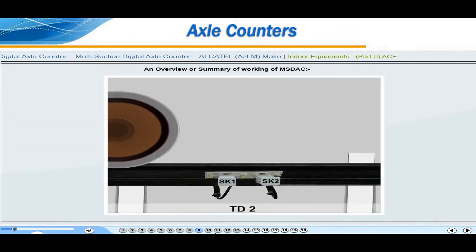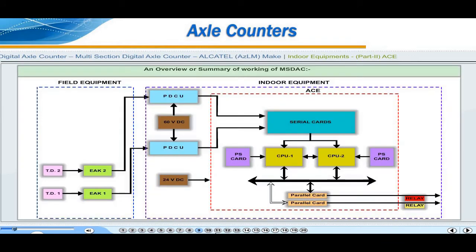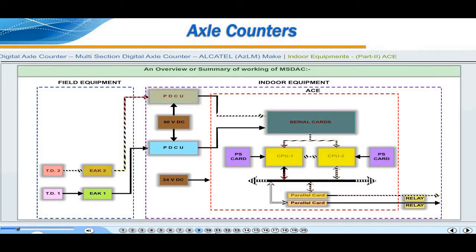Similarly, when the train goes out of the track section from TD2, it will be sensed by the EAK2 and the same information will be given to the serial card of ACE. Both the CPUs will process and tally the data and will give a command to the parallel card to drive the vital relay. The parallel card in turn will provide feed to the vital relay and a section clear green LED indication will appear.